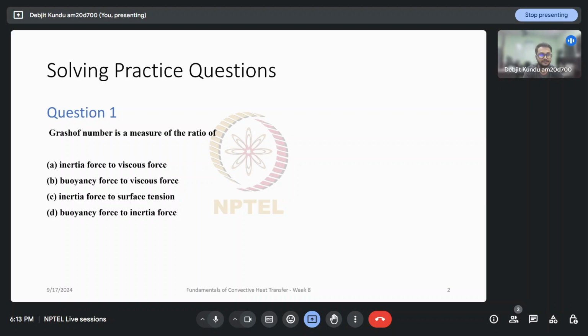This week, our discussion has been on natural convection and the flows and heat transfer associated with it. And Grashof number is one such non-dimensional number that becomes very important in the context of natural convection. So what is this Grashof number a measure of? It's basically a ratio of two kinds of forces. Which are they? Is it option A, inertia force to viscous force? Is it option B, buoyancy force to viscous force? Is it option C, inertia force to surface tension force? Or is it option D, buoyancy force to inertia force?